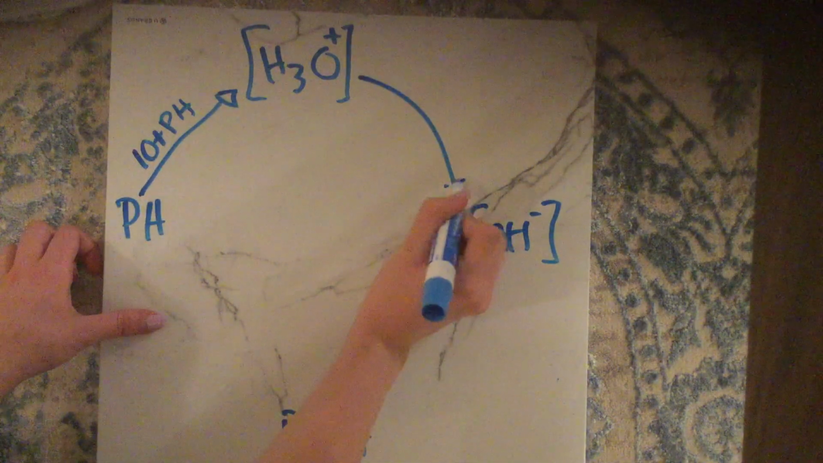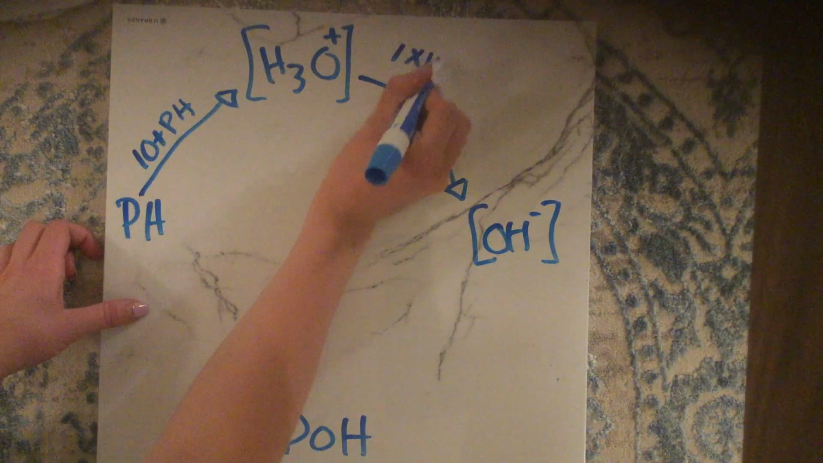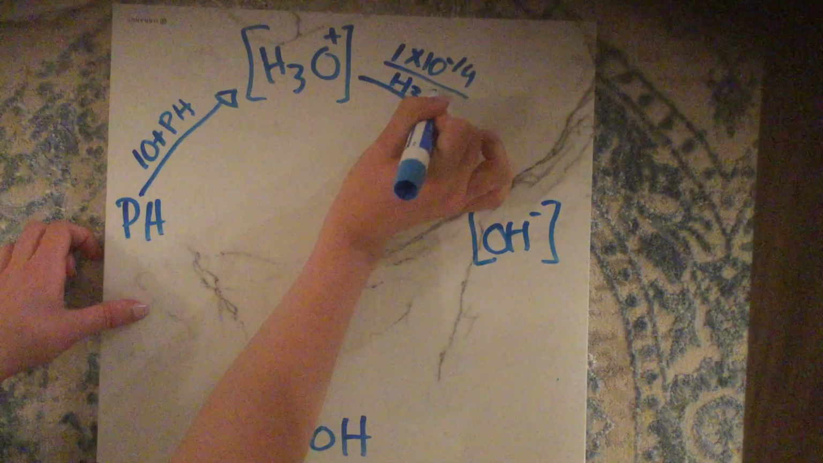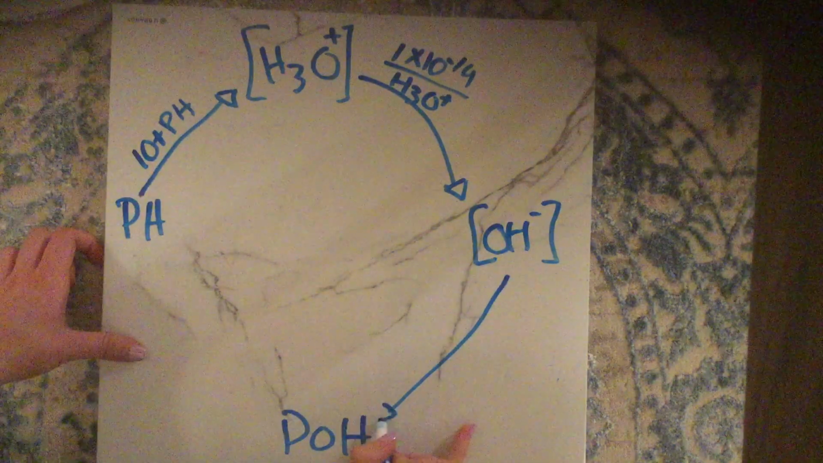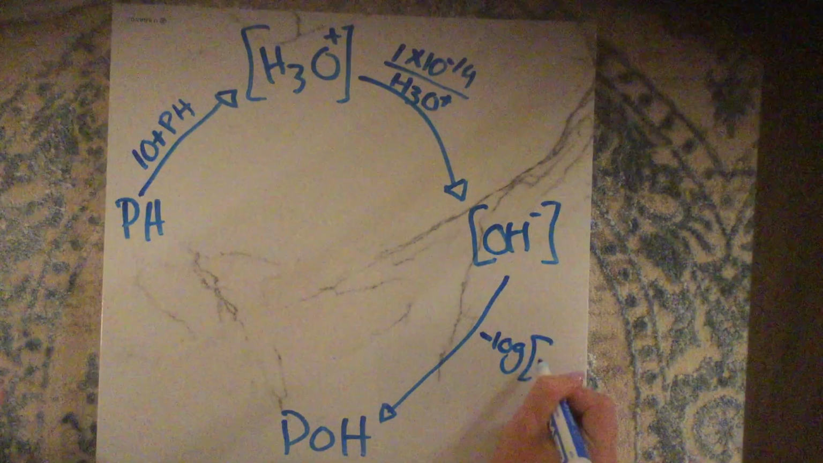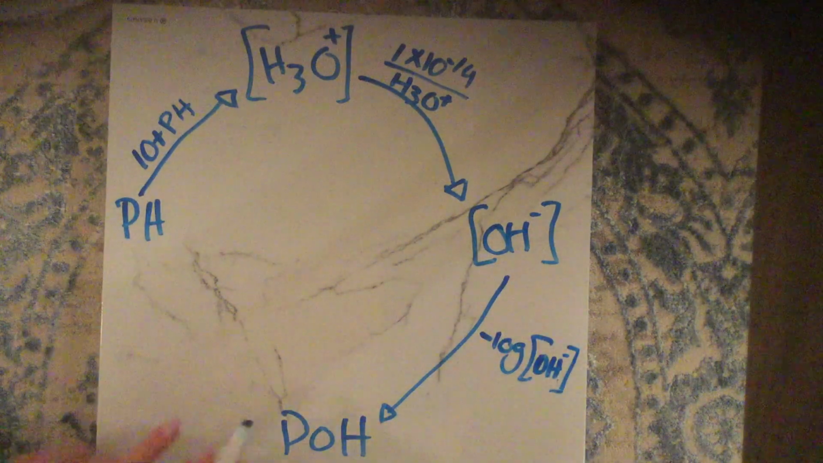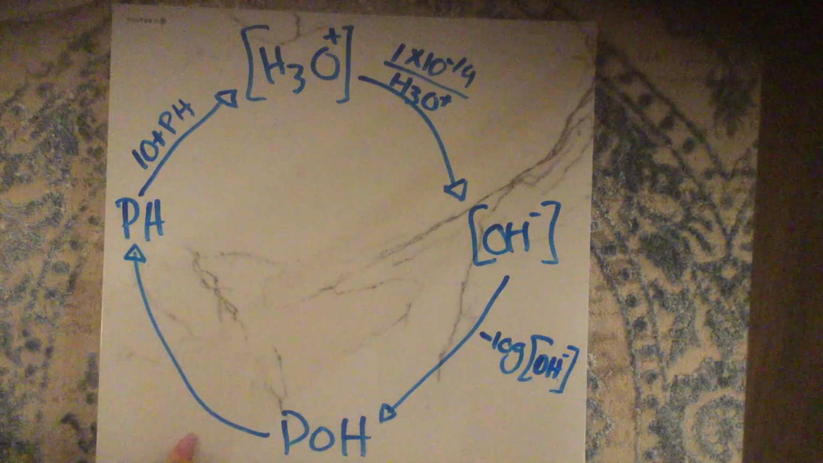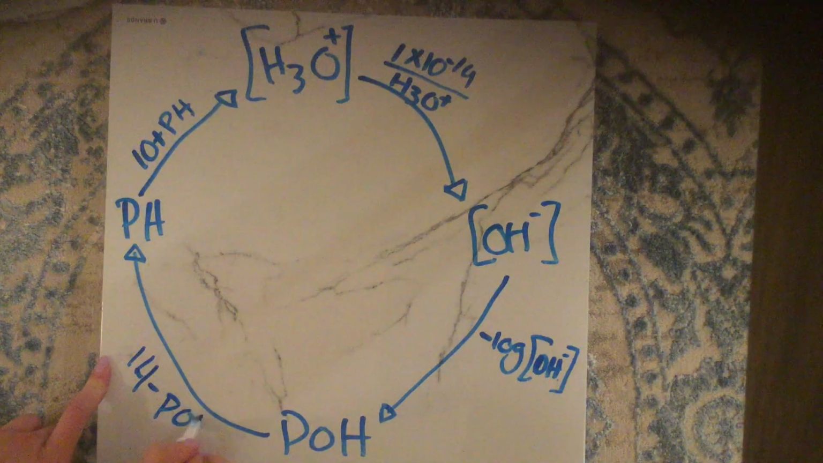So now as we go to our hydroxide, we're going to use an equation, and it's going to be 1 times 10 to the negative 14 divided by our hydronium. Okay, so now from our hydroxide to our pOH, this is going to be a negative logarithm of our hydroxide. Okay, now lastly, from our pOH to our pH, it's going to be 14 minus pOH.